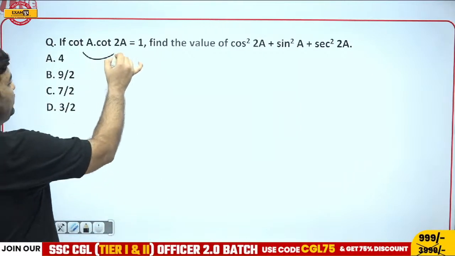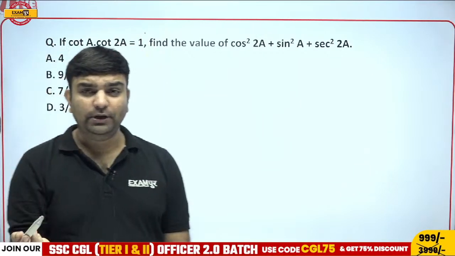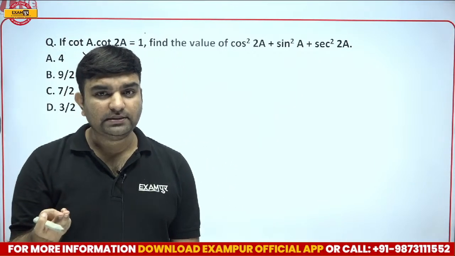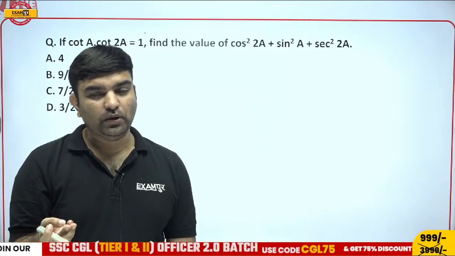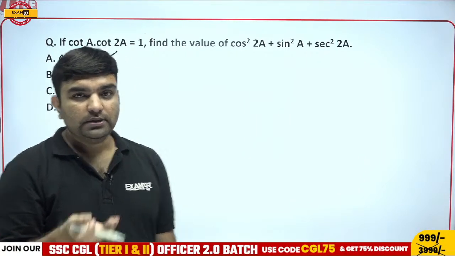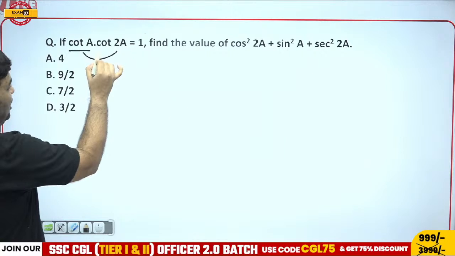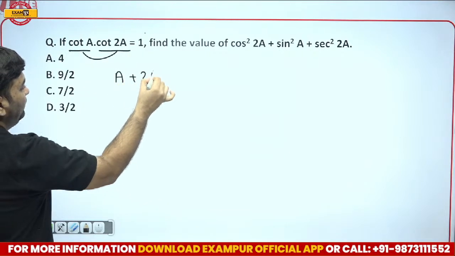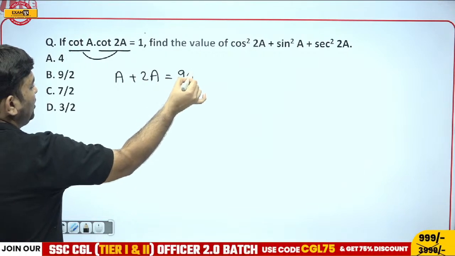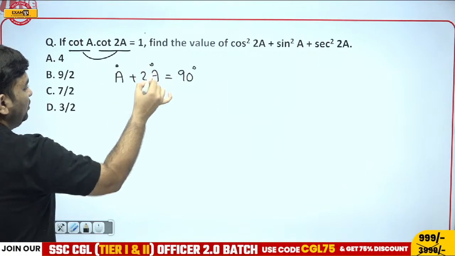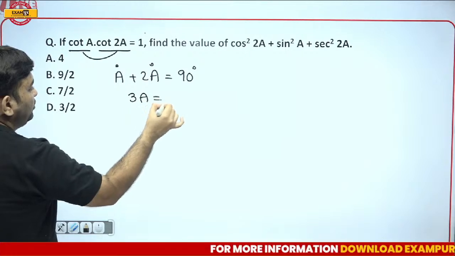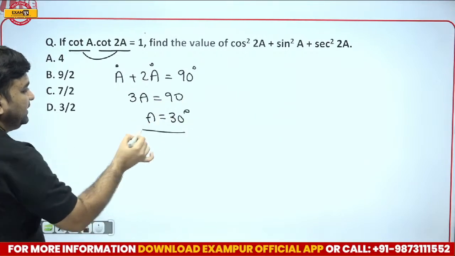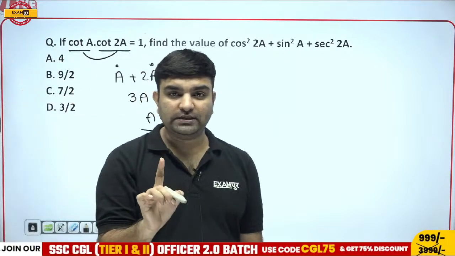Cot A into cot B is 1. Obviously, if cot A into cot B is 1, it means the angles are complementary. If angles are complementary, tan A into tan B is 1, so cot A into cot B is also 1. So if it says cot A into cot B is 1, you have to identify that the angles should be complementary, so the sum of the angles should be equal to 90. 3A is equal to 90. A comes out to be 30 degrees. Very well pointed, guys.